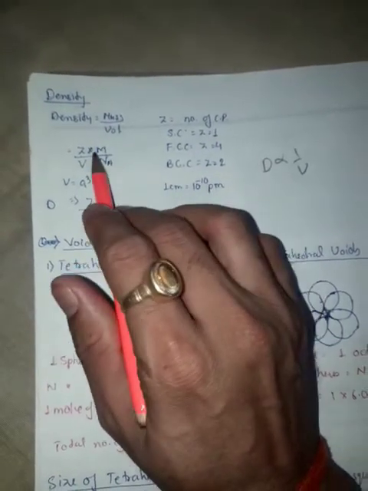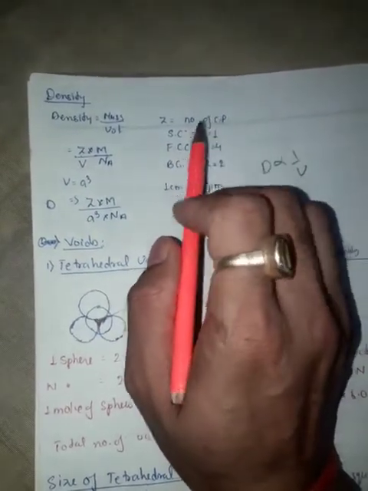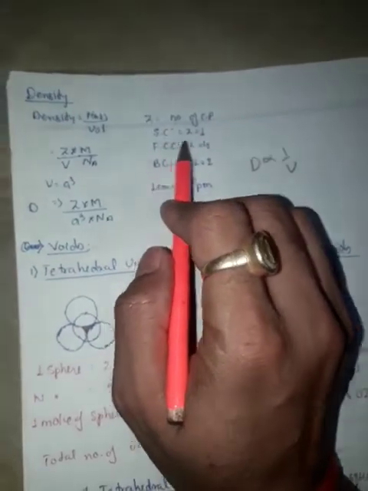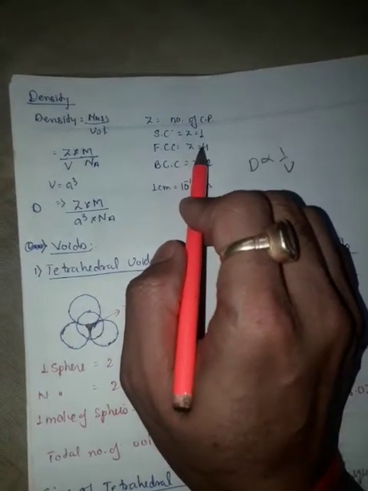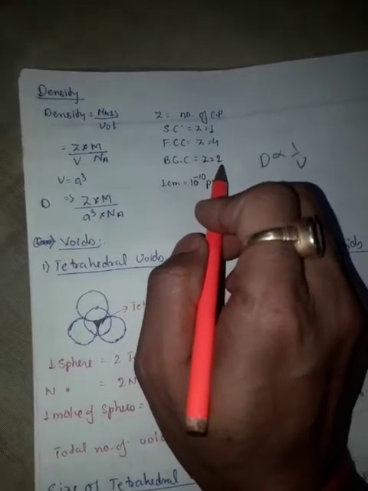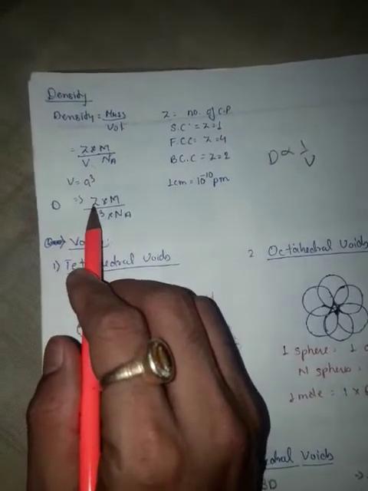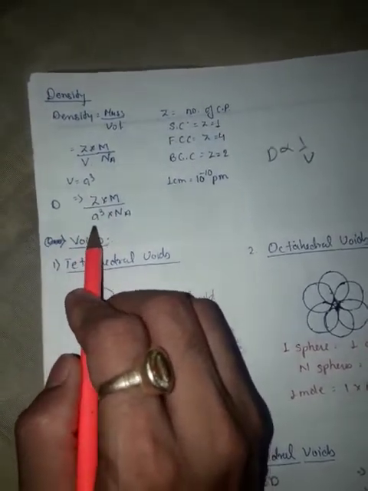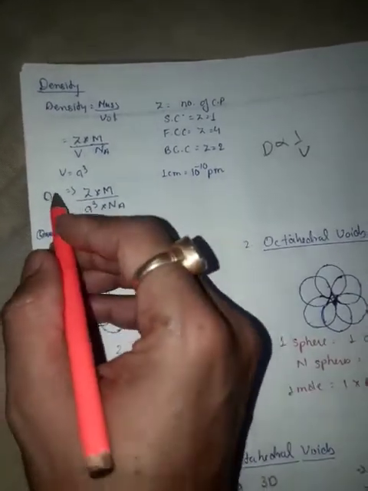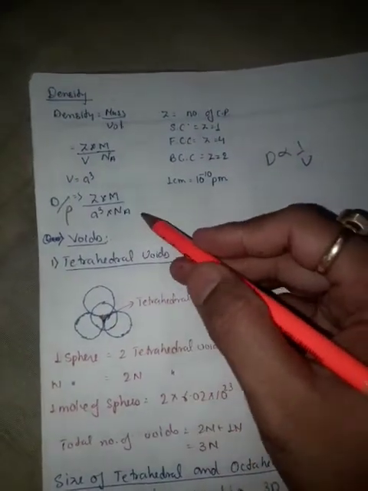Here the value of Z you can take: for simple cubic Z is 1 because one atom is participating. For face centered cubic it is 4 because 4 atoms are participating, and for BCC Z is equal to 2 because only 2 atoms are participating. So we get the formula D is equal to Z into M upon a cube into Na, where a cube is the volume of the cube. You can also denote density by rho; somewhere you will get rho also. So this is the formula for density.